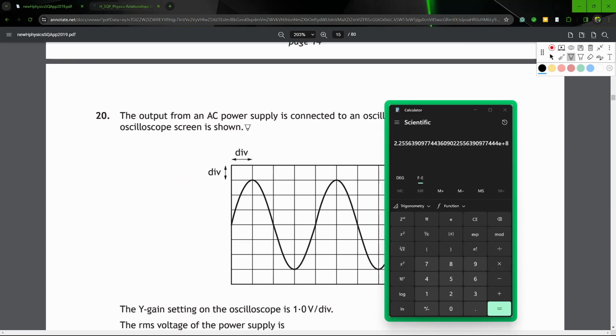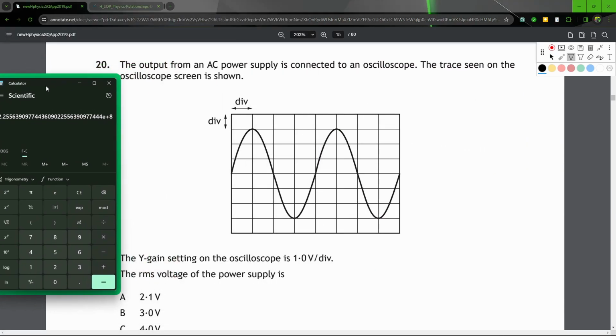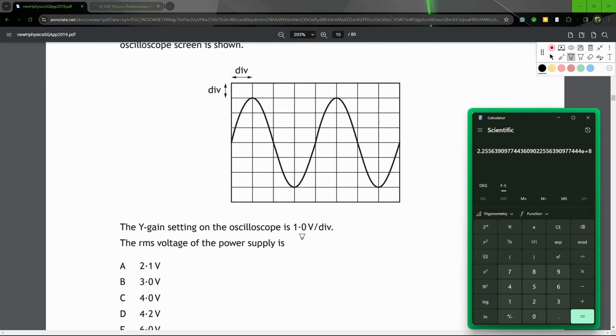Okay, moving down to 20. The output from an AC power supply is connected to an oscilloscope. The trace on the oscilloscope screen is as shown. The Y gain on the oscilloscope is 1 volt per division. The RMS voltage of the power supply is what?